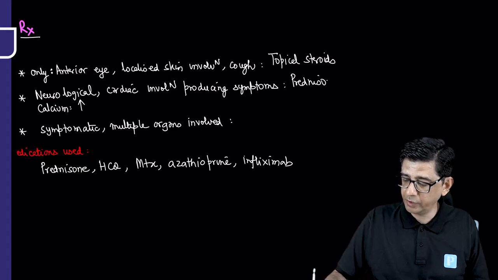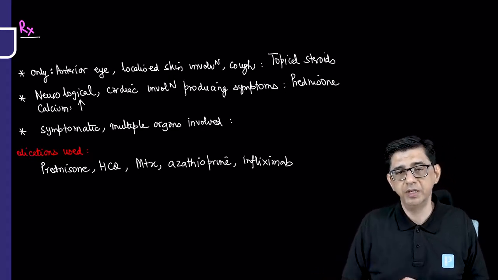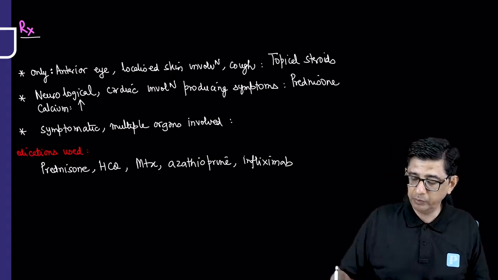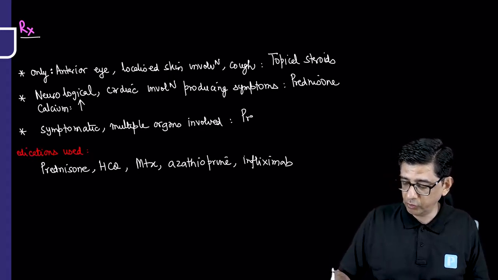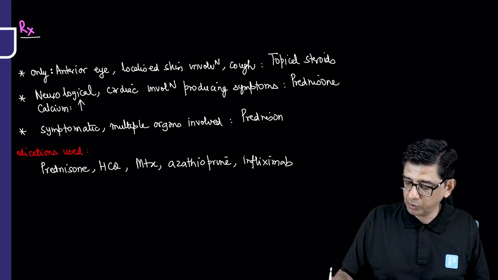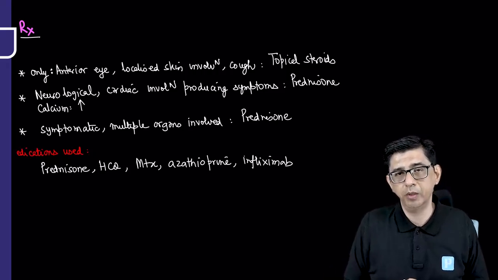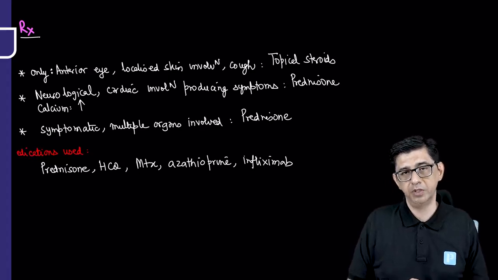is systemic steroid prednisone. And anyway, if it's a multi-system disorder, symptoms with multiple organs getting involved, again we'll have to give prednisone and taper the patient to the lowest possible dose, usually up to 10 milligrams, so that we can get a clinical remission.